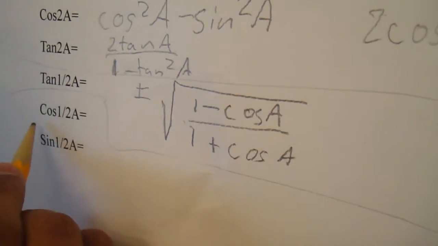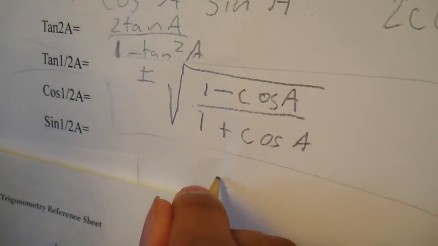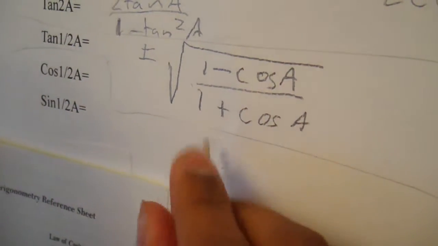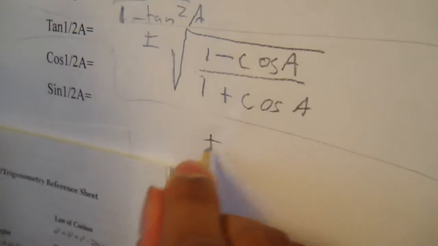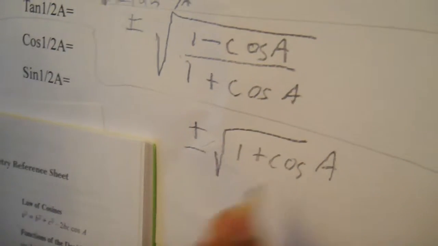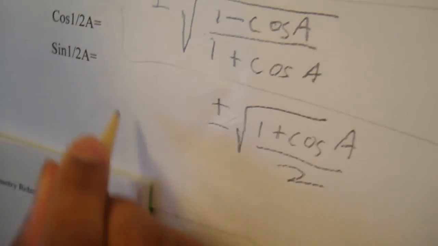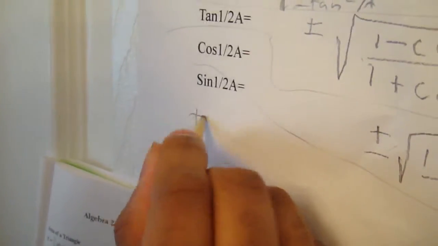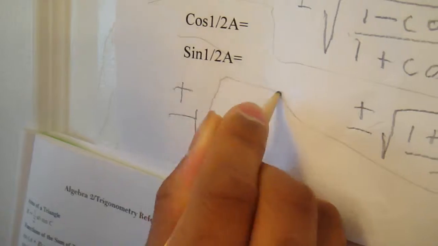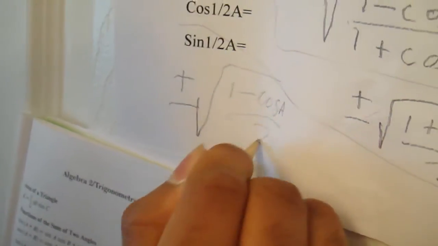Now what is cosine half? Cosine half is plus or minus the square root of 1 plus cos A over 2. Nice. Now let's go to sine. Sine half is plus or minus the square root of 1 minus cos A over 2. Yes! Open it.